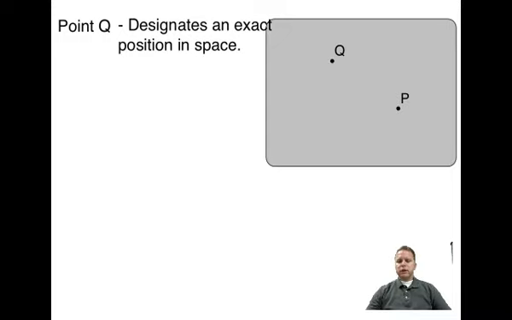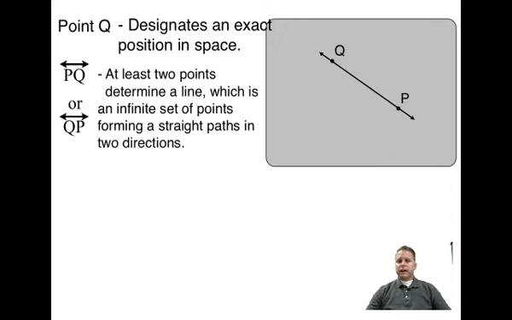And let's do another point and make it P. And we're going to draw a line that goes all the way through it with arrows at each end. So it needs to go past the 2 points and put arrows at both ends. And that's a line, and at least 2 points determine a line, which is an infinite set of points forming a straight path in 2 directions. So that's a line. And we can call it line PQ or line QP. And to show you that it's a line, you're supposed to put a line above the PQ or the QP, again with arrows at both ends.